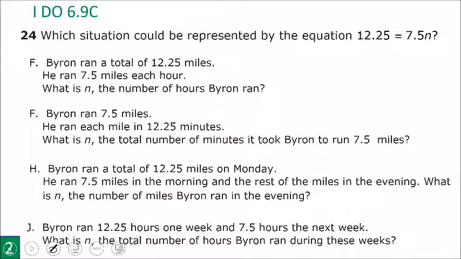Okay, we've got I do. Which situation could be represented by the equation 12.25 equals 7.5n? Okay, so Miss Teiglin says, don't forget to do your cubes. C is circle. So I'm going to circle my numbers.